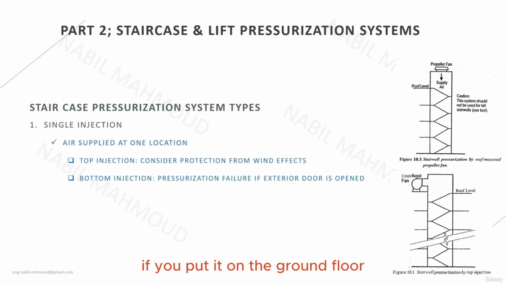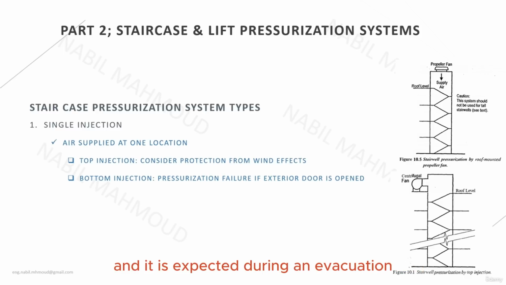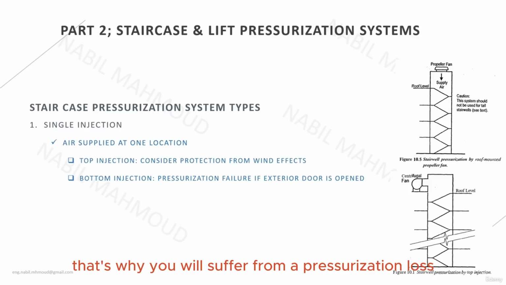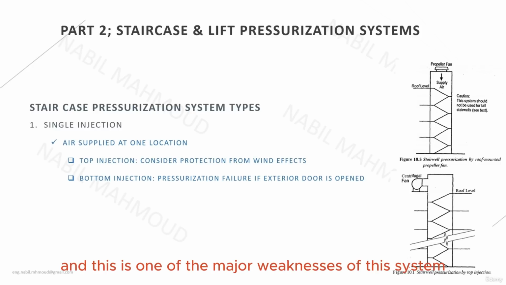However, if you put it on the ground floor, you can suffer a sudden pressure loss if the fan is located near the exterior exit door. It is expected during an evacuation that the exterior door will be open, which means that in this case you will suffer from a short circuit between the fan and the door. That's why you will suffer a pressurization loss inside the staircase, and this is one of the major weaknesses of this system.